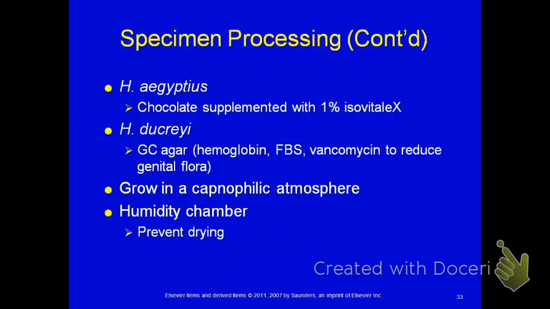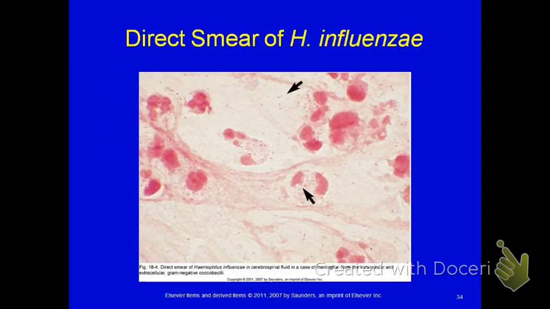For ducreyi, the GC agar, hemoglobin, FBS, and vancomycin would be the composition. Now, very important to take note that they would require CO2. So a candle jar would be ideal. And you might as well have a humidity chamber so that you would prevent drying of the plates or of the agar. Okay, so I think you did see it a while ago, the smear of Hemophilus influenzae showing coccobacilli.